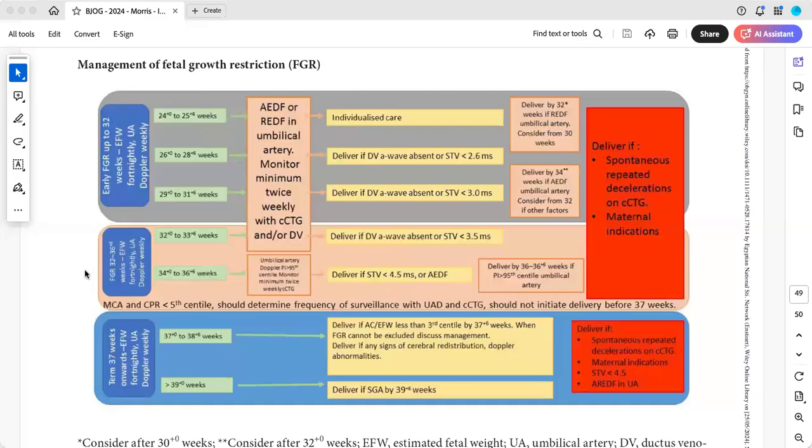In late onset FGR, if the umbilical artery shows that the PI, the pulsatility index, is more than 95 centile, I will deliver between 36 to 36 plus 6. If I have a baby diagnosed at term already, early term at 37, diagnosed with FGR, deliver and not beyond 37 plus 6. If I have only small for gestational age, a small baby, less than 10 centile, and everything is okay, wait till 39 to 39 plus 6. Okay, friends?